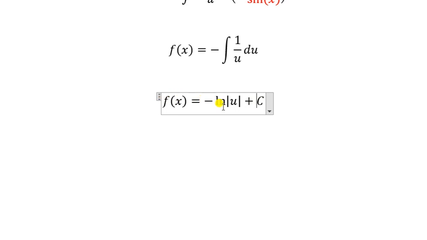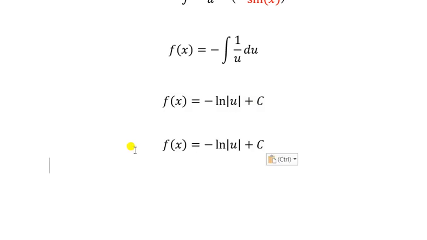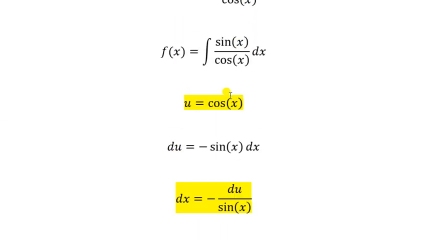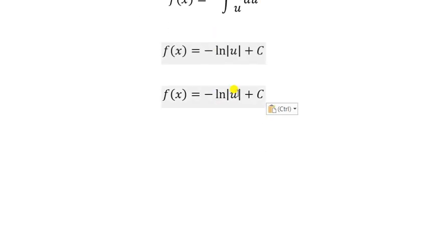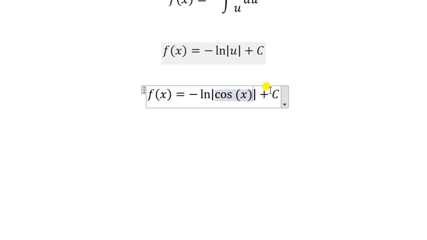But before doing so, let's substitute u back. So let's copy our function. We have that u equals cosine of x. So we need to substitute cosine of x instead of u. So we have minus the natural logarithm of cosine of x plus the constant c. Okay, so this is our family of functions.